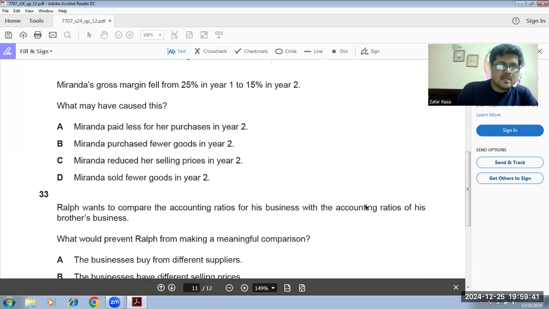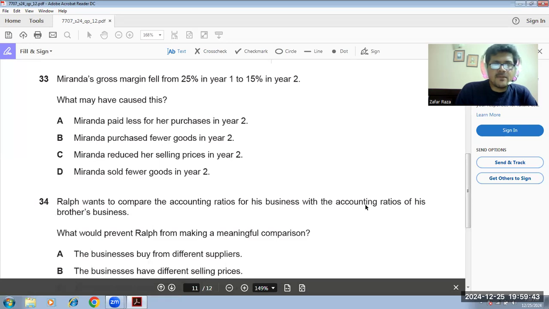Melinda's gross margin fell from 25% in year 1 to 15% in year 2. Gross margin falling means gross profit has declined. Melinda has paid less for purchases in year 2? No. If she has paid less for purchases, cost is decreased. When cost is decreased, gross margin is increased. So this could not be the answer.